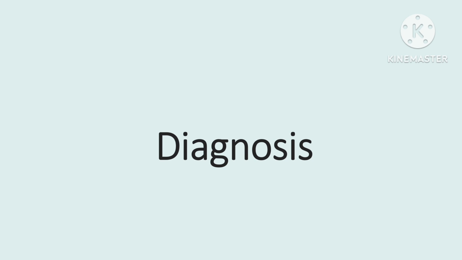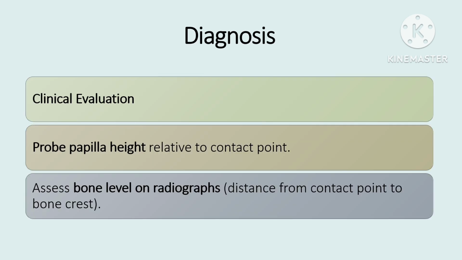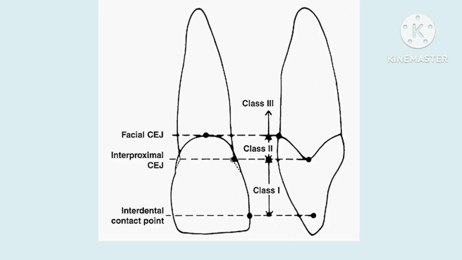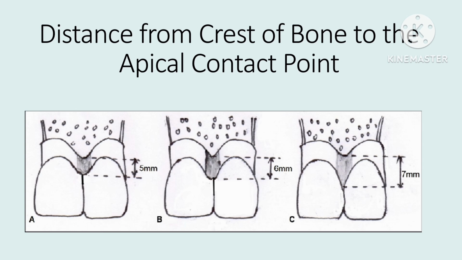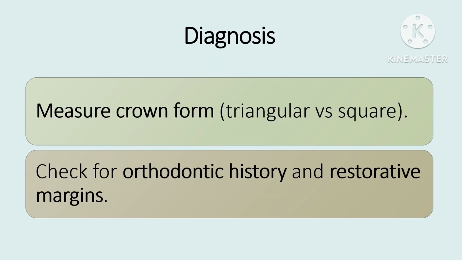Clinical evaluation involves probing papilla height relative to the contact point and assessing the radiographs. If the distance from the contact point to the bone crest is less than or equal to 5 mm, the papilla usually fills. More than 5 mm often leads to black triangles.